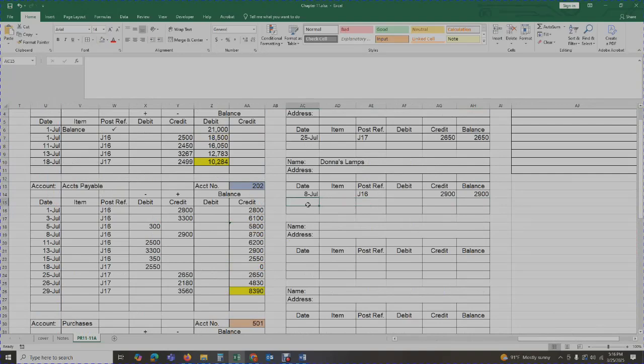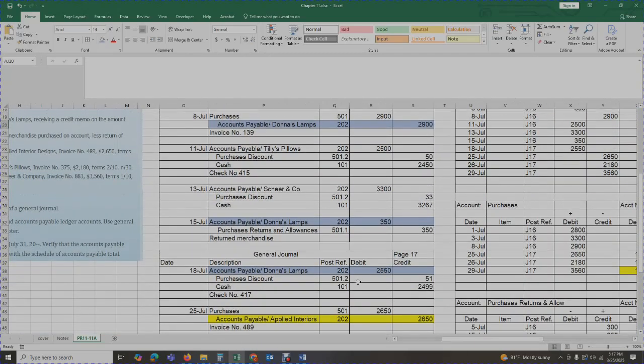And then on the 15th, we have a debit of 350. Okay, so on July the 15th, this is Journal 16, we have a debit of $350. So my balance is going to be $2,550. Remember, a debit subtracts, a credit adds. This is accounts payable, which is a liability account. A credit increases it, a debit decreases it. Remember to practice your normal balances of your accounts. Okay, so that's it for that second one.